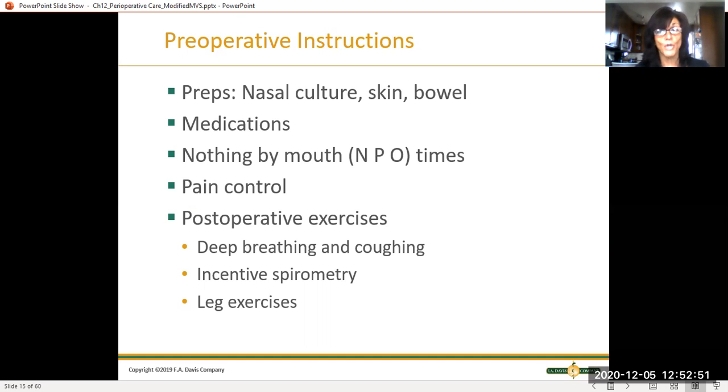Sometimes we'll put sequential compression devices on, which are plastic wraps, one around each lower extremity. Each of them has a hose attached to a pump. The pump literally will pump and blow up those vinyl wraps, so it will compress the lower extremity, and then it will let the air out and relax. So it squeezes the leg and then lets the leg go. Squeezes the leg and then lets the leg go.